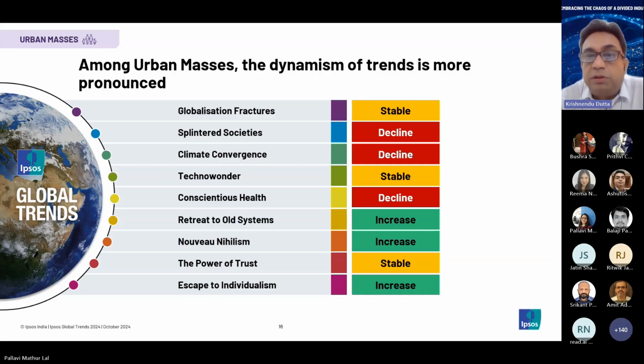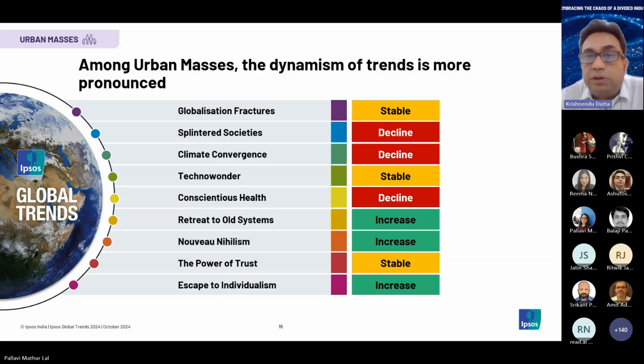Now, what has also happened, and Amit did speak about the decline in climate convergence, is that this is driven to a large extent by urban masses. Their worry about climate change and how it impacts their lives seems to be becoming less relevant with more pressing worries in their lives. And within the whole aspect of climate convergence and two-wheelers, what we have also seen is that EV two-wheelers, which had seen a great start with a lot of government discounts and so on, have seen a tapering off of sales once some of those benefits were withdrawn.